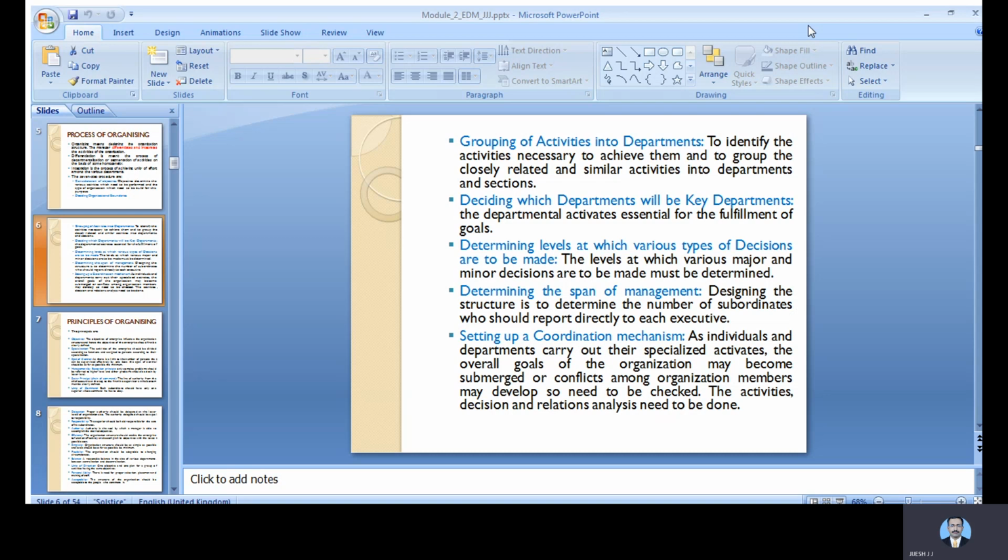And determining the span of management: in designing the structure, the number of subordinates who should report directly to each executive also has to be looked into.